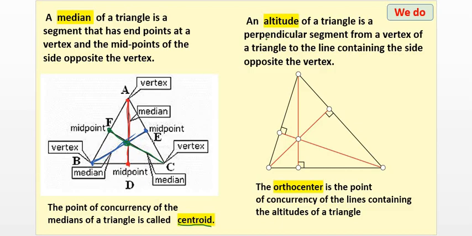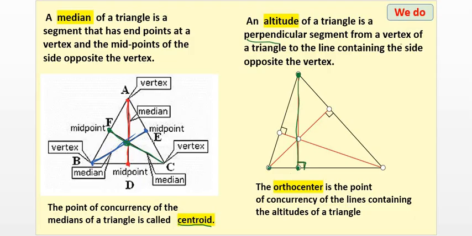An altitude of a triangle is a perpendicular segment from a vertex of a triangle to the line containing the side opposite the vertex. What does it mean? It means that if you have a vertex of a triangle and you find the height of the triangle, or if you drop a perpendicular from this point onto the opposite side, this line is called the altitude. Clear? How will you know that this is perpendicular from this point to this line? Because you will find this symbol over there, right?